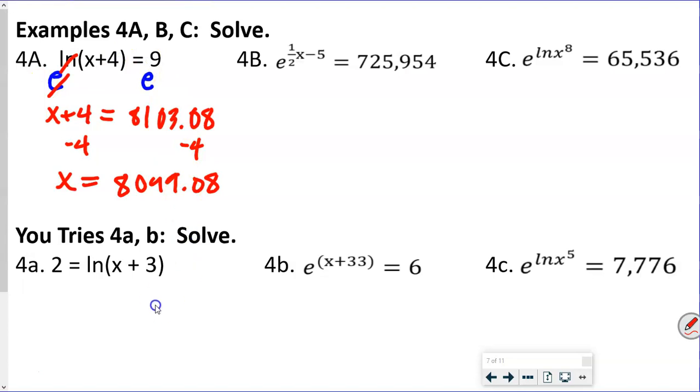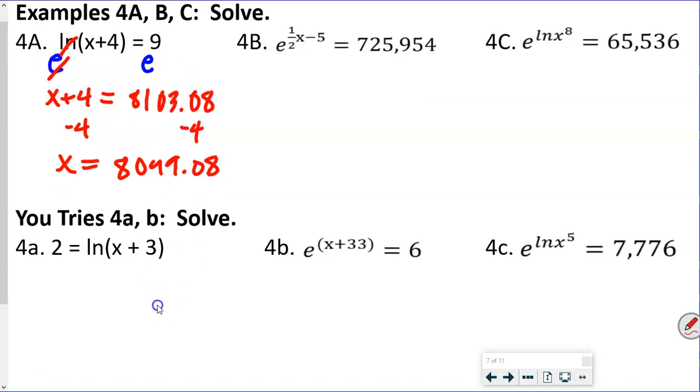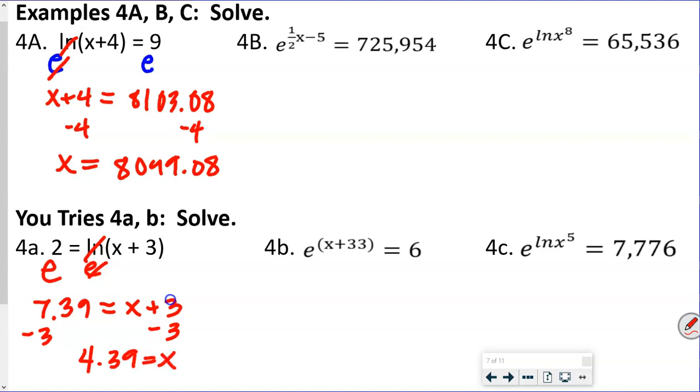So go ahead and do the U-try below. Same process, right? So go ahead and do the 4a below here, and we're going to go to the right after you guys work each of these. So what do you think we're going to do here? Yep, take this to the e power, take that to the e power. So e to the 2nd is going to be 7.39. And then these cancel each other out, so that's going to be equals x plus 3. So we're going to, again, subtract 3 from both sides. That's going to be 4.39, equal to x.